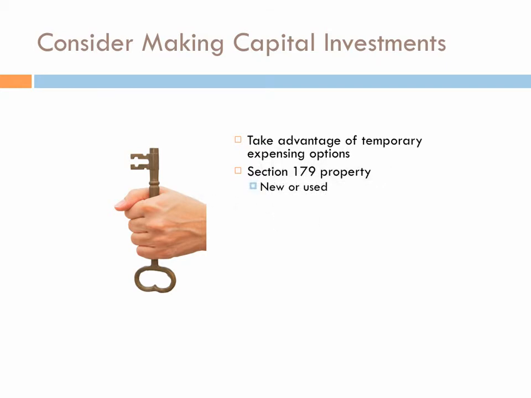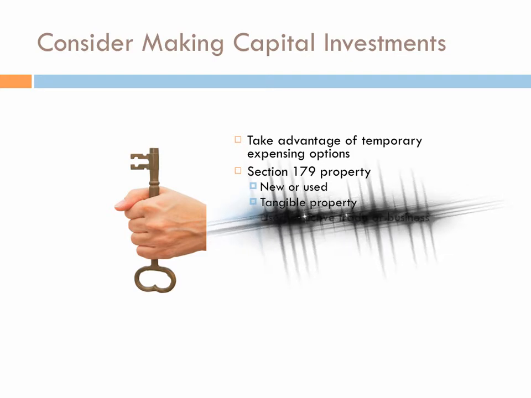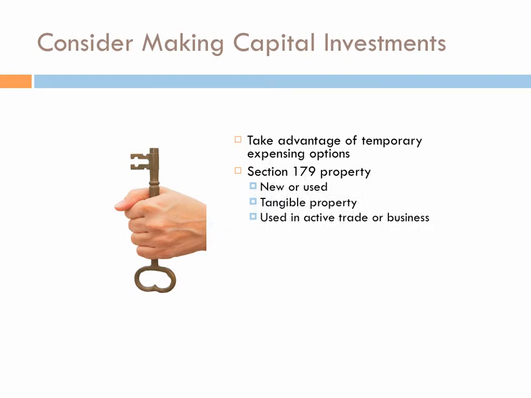Qualifying Section 179 property is generally new or used tangible personal property, such as equipment or furniture, which is purchased for use in the active conduct of a trade or business. It is important to note that real estate rental is not considered a trade or business for Section 179.